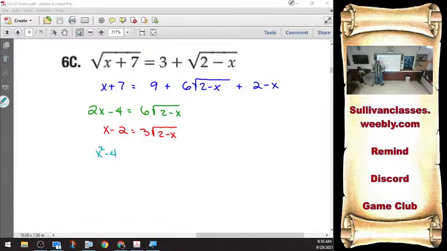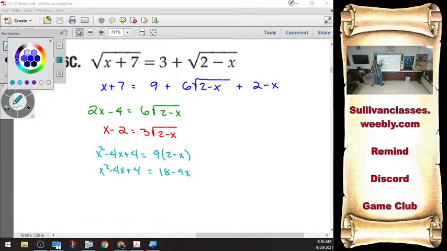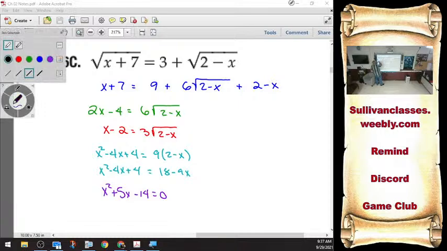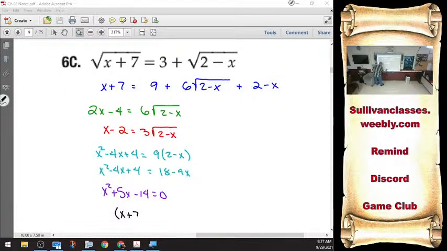Square both sides. X squared minus 4x plus 4 is 9 times 2 minus x, which is 18 minus 9x. And everyone to one side again. X squared plus 5x minus 14 is 0. Getting x plus 7, x minus 2. So we say x is negative 7 and 2. And negative 7 will work. When a 0 equals, nope, because that won't be negative. Womp womp.